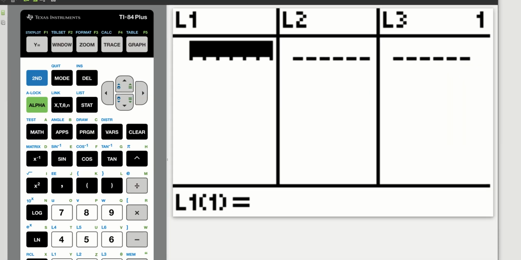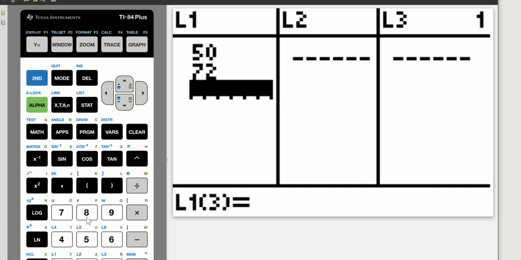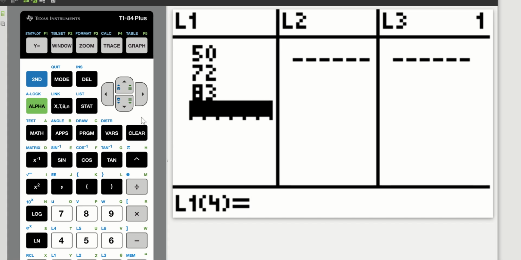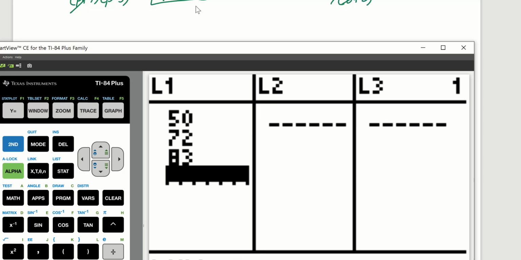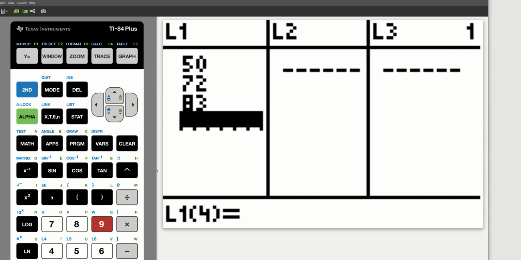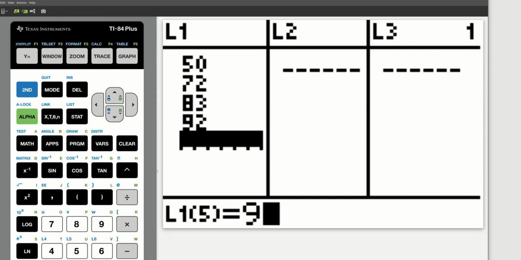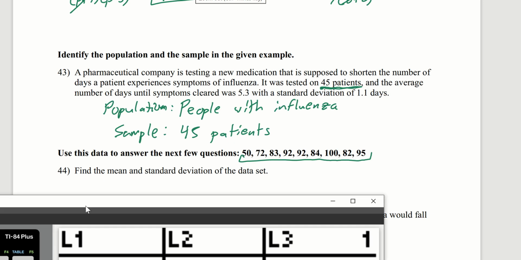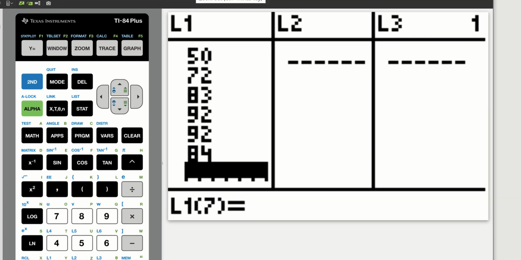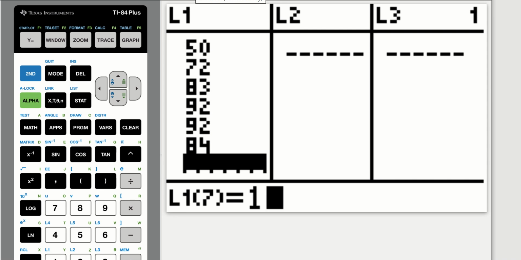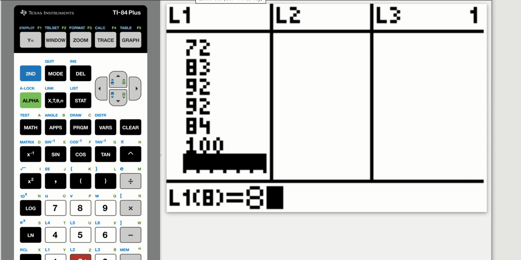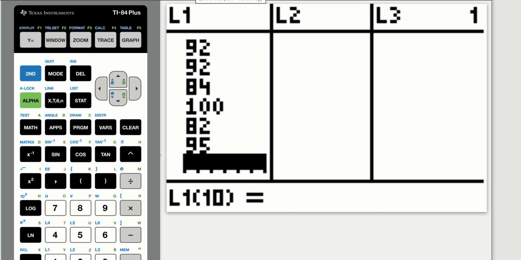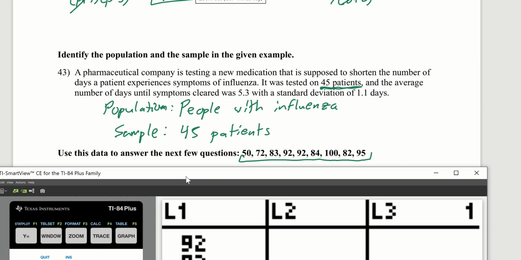So 50, 72, I'm going to hit Enter after all these. 83 I saw was the next one. 92, 92, 84. So I'm going to enter in 92 multiple times. And then what's the last ones here? 100, 82, and 95. Okay, I have these 9 values it looks like. Now I want to find the mean and standard deviation.